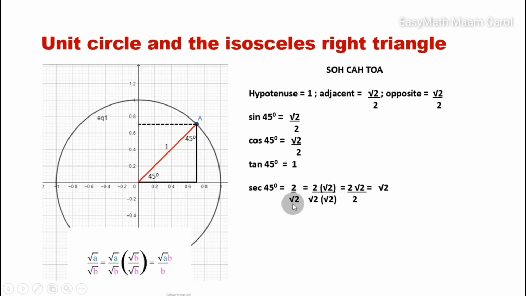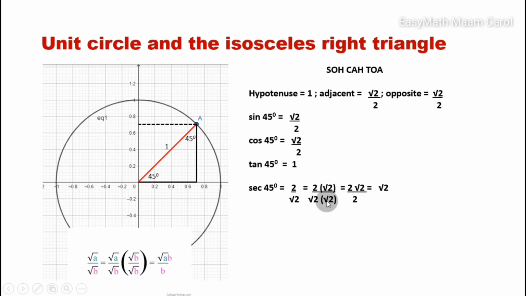Hindi pwedeng may square root ang denominator. This is not yet simplified. And the only way to do this is to rationalize the denominator. Ito na nga yung pinresent ko na formula kanina. So, anong gagawin natin? Yung denominator natin na square root of 2, yun yung gagamitin nating multiplier sa both numerator and denominator. O, tingnan nyo ha, pareho siyang meron.